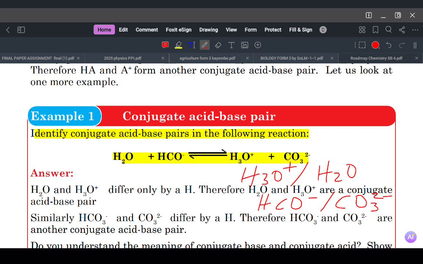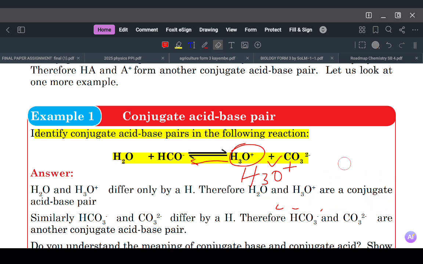Remember, we are writing down acid-base pairs, conjugate acid-base pairs. So the acid is mentioned first. So this is an acid, this is a base. Here it is behaving as an acid if you consider the reverse direction. Similarly, here is an acid, this is a base. All right, so that's very important to note.